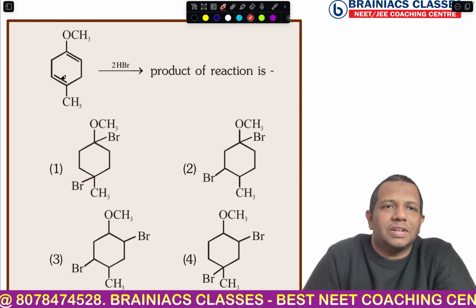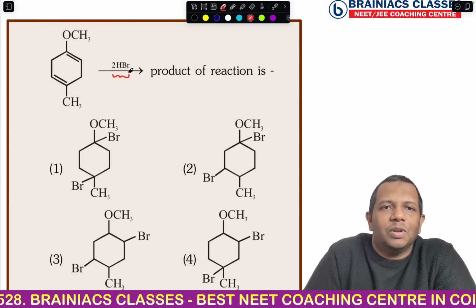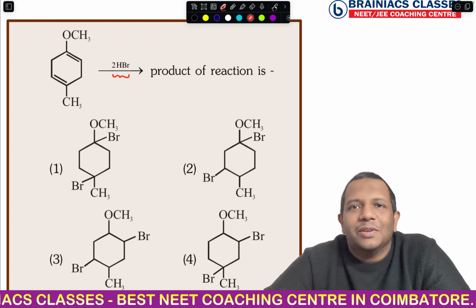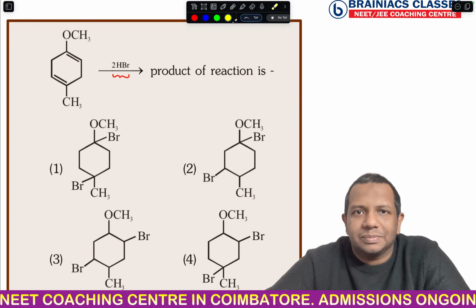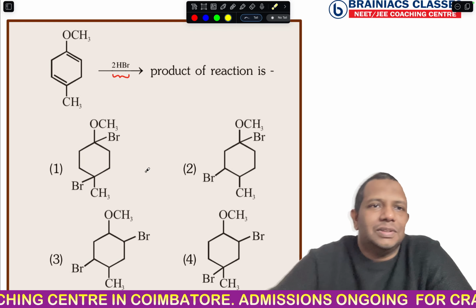There are 2 pi bonds and I am adding 2 molecules of HBr. That is the only difference. So continuously you need to perform 2 electrophilic addition reactions. Nothing else. Clear? So we will see how this happens.